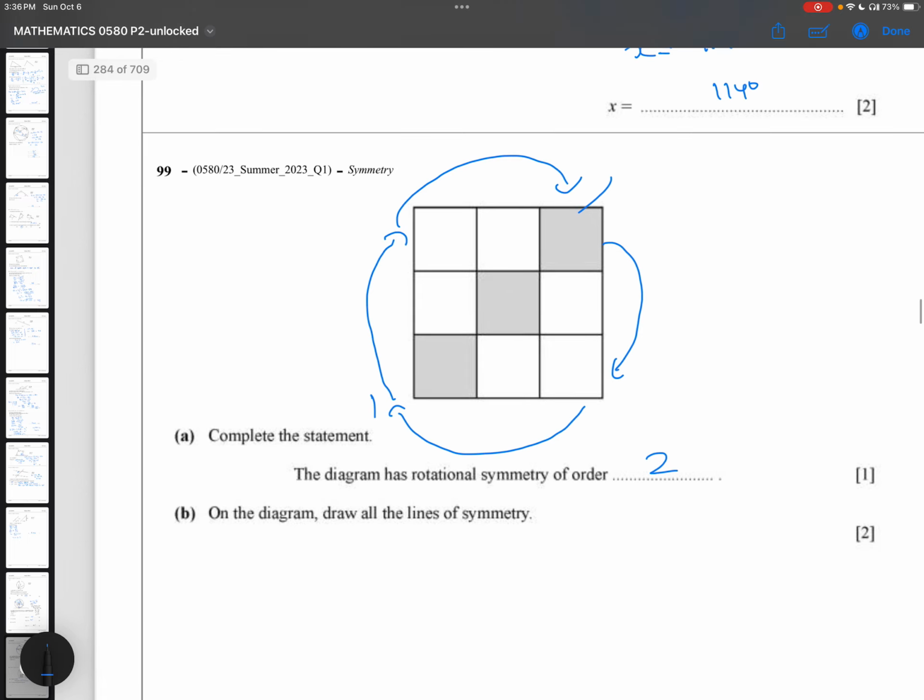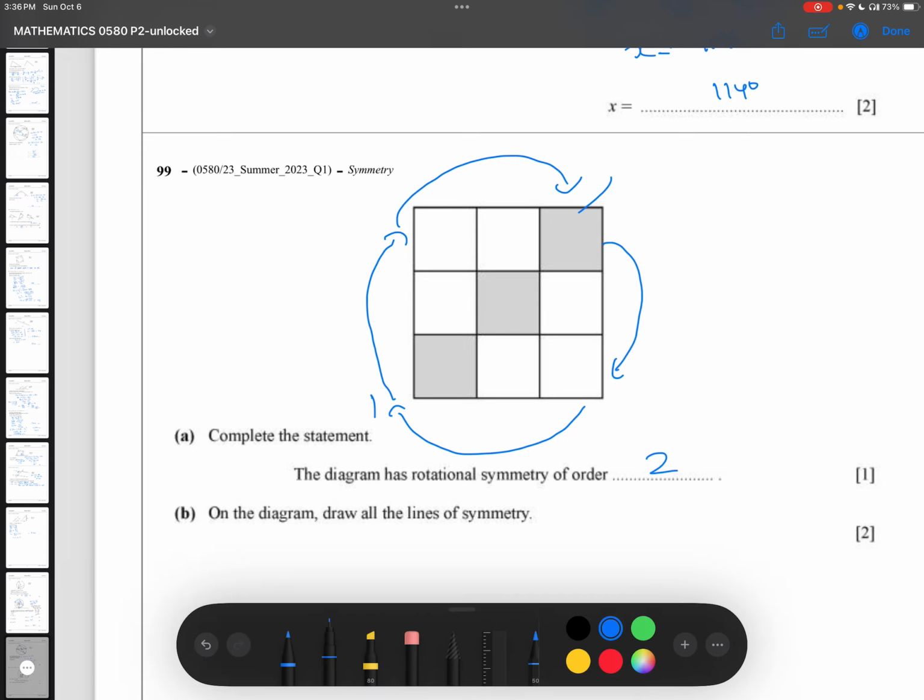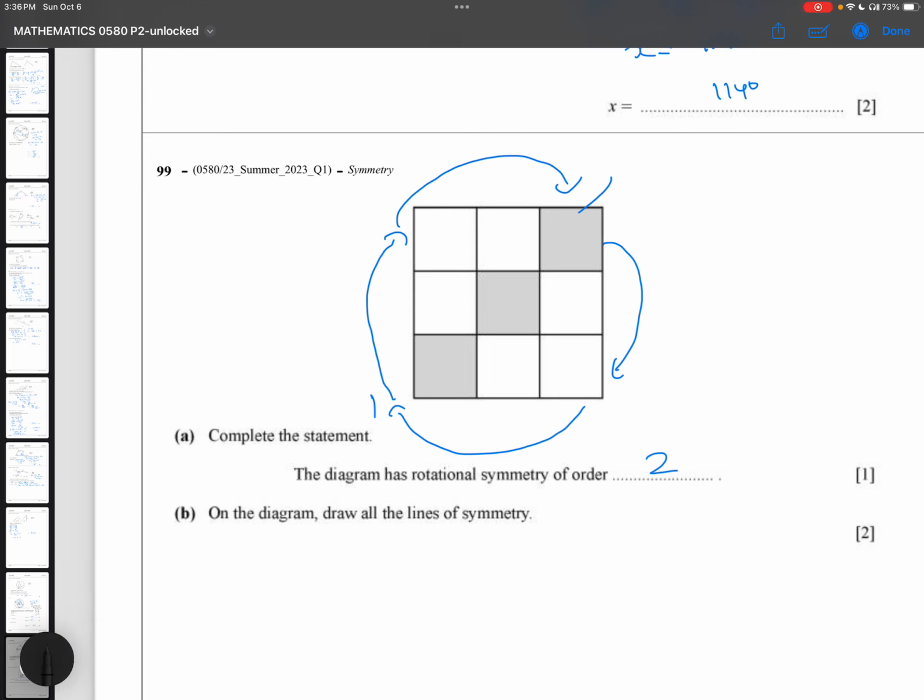Okay. Now it says on the diagram, draw all the lines of symmetry. First line I will draw like this.